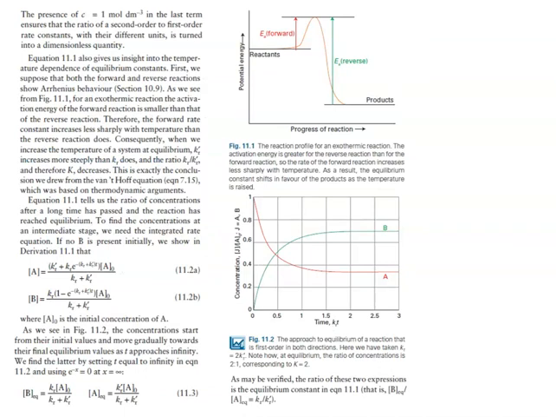In this case, the presence of C equals 1 mole per cubic decimeter in the last term ensures that the ratio of a second order to first order rate constants with their different units is turned into a dimensionless quantity. So you just have to take a little bit of care when facing that. Now, equation 11.1 also gives us insight into the temperature dependence of equilibrium constants.